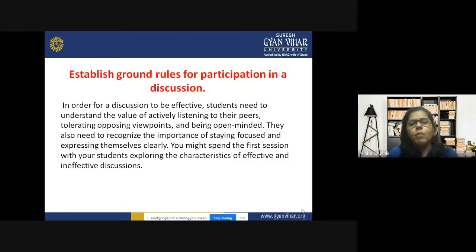Now, before starting the discussion with the students, you can spend a first session with your students exploring the characteristics that will make your discussion an effective one, and those things that will make your discussion an ineffective one.